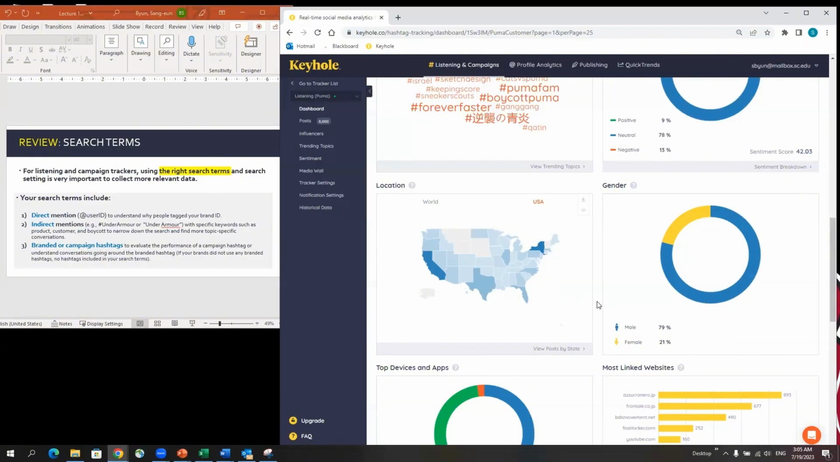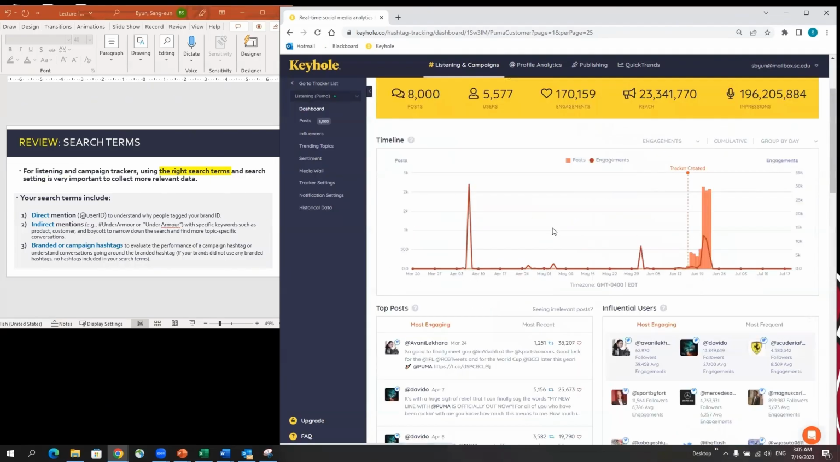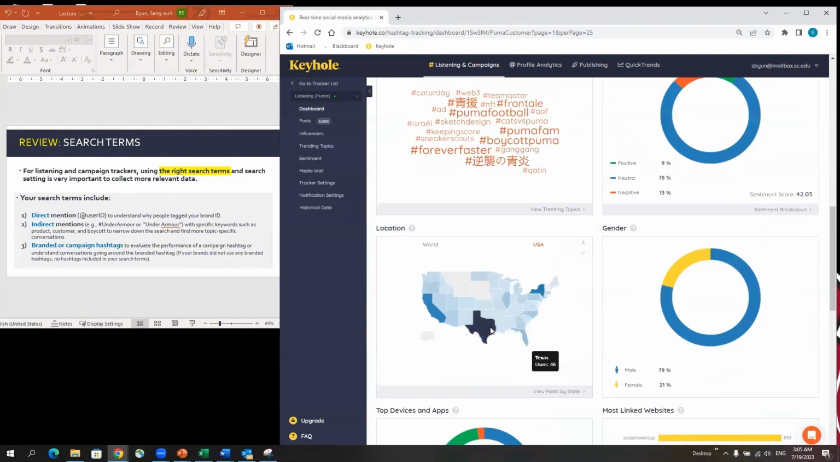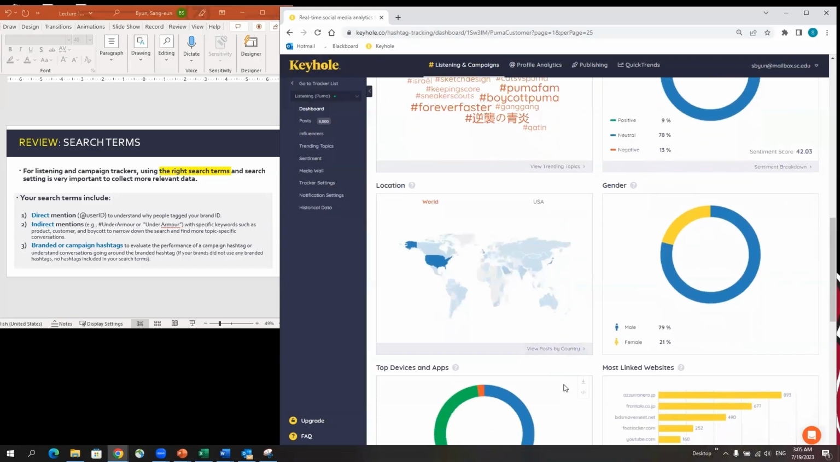One area you want to pay attention to is that these are just a fraction of data. Remember, your users are over 5,000 users, but whenever you hover your mouse, you see only a fraction of data. It shows only people who indicated their location or gender in the profile. Less than 10% of people will indicate their location and gender. But still, it's better than nothing. You should not assume that these samples represent all the users who mentioned your search term.